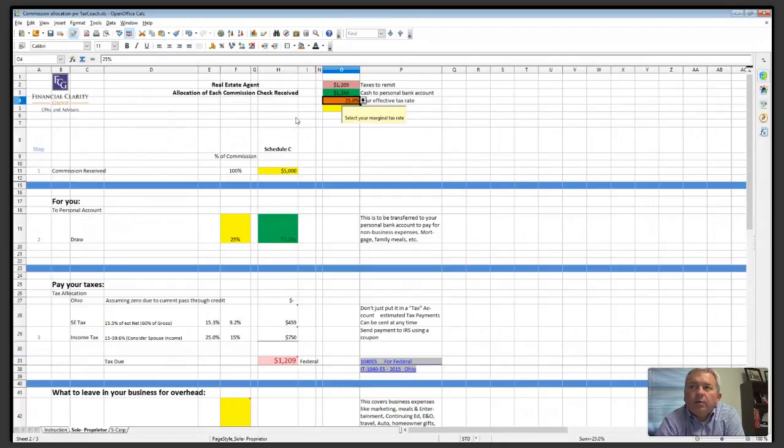This red box, you would select what your effective tax rate is. Now, you don't really know necessarily what that is specifically for the current year, but you can use last year's result as a rough estimate. The effective tax rate is essentially your total tax divided by your total income, or your taxable income. In this case, we're going to use 25%. The yellow box is indicating where you can fill in various fields to change the results.